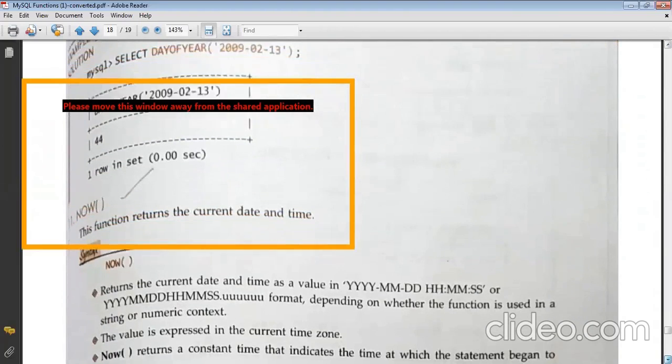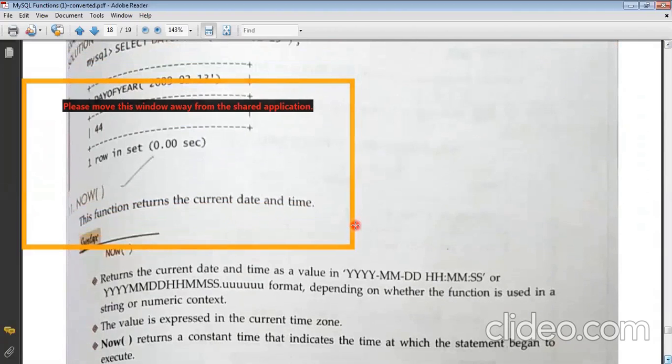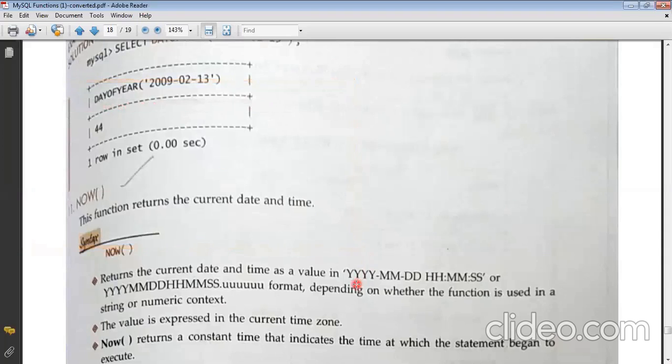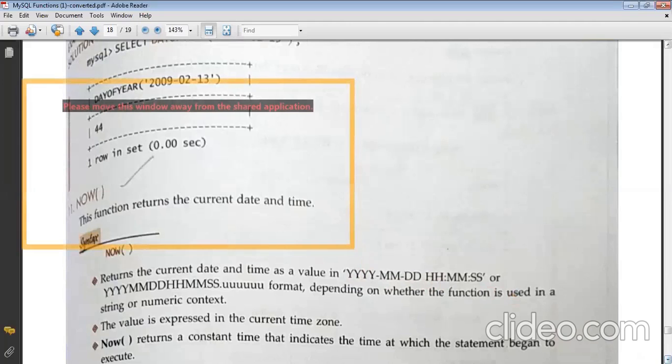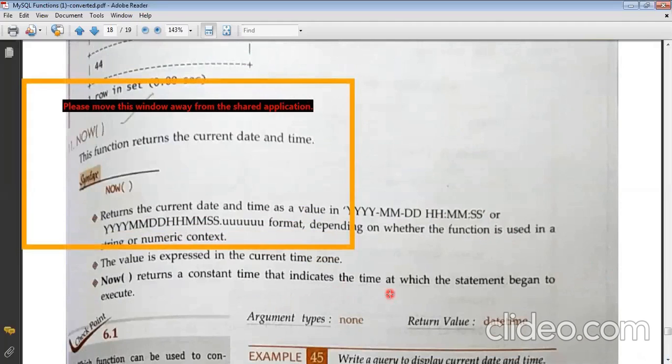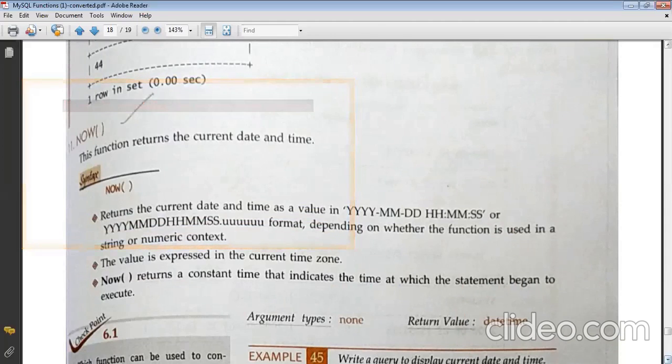And the last function we have is now. This function returns the current date and time. See, if you use current date, it gives you only the date. But if you use now, it will give you the current date and time together in this format: year, month, and date, hour, minute, and second. In this way, they will be giving you the complete date and time. It returns a constant time that indicates the time at which the statement began to execute. So it gives you that particular time when your query is executed. That particular time and date will be given when the query is fired.